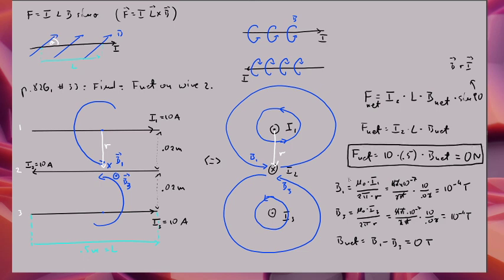All right, now you should continue and figure out the net magnetic force on the first wire. What is that? And then the net magnetic force on the third wire. And the net magnetic force on these two, the third wire and on the first wire, is not going to be 0.